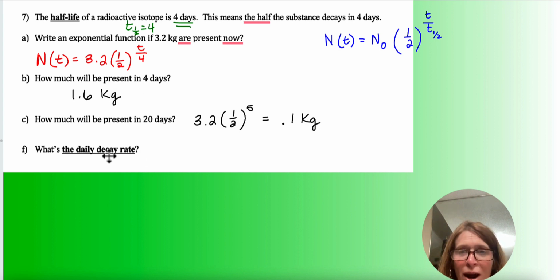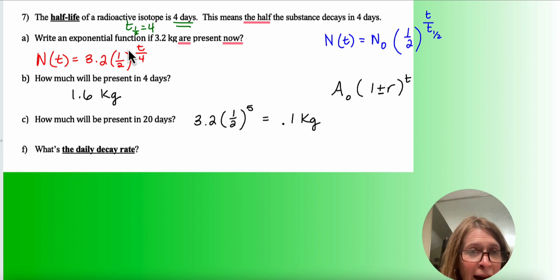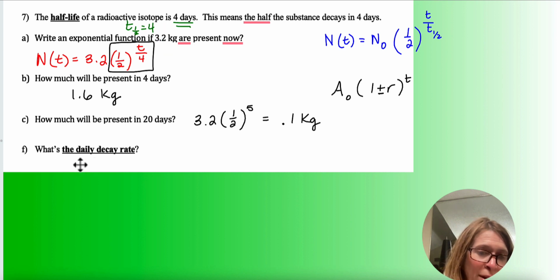All right. What's the daily decay rate? Well, for the daily decay rate, we have to think about it in the form that has a rate in it. So I have to think about a sub 0, 1 plus or minus r to the t. Since this is decay, I'm going to be using 1 minus r. So again, I'm only really focused on this part of the equation. So I'm going to take 1/2, use the law of exponents and rewrite it as 1/2 to the 1/4 to the t power.